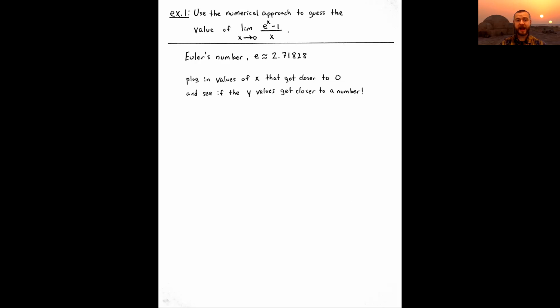All right, so what we're going to create in our table for the numerical approach is just a table of x values that are gradually getting closer to 0, and we're going to see if the y or function values seem to be getting closer to a single number. If they are, then that single number is basically what we define as the limit of the function.